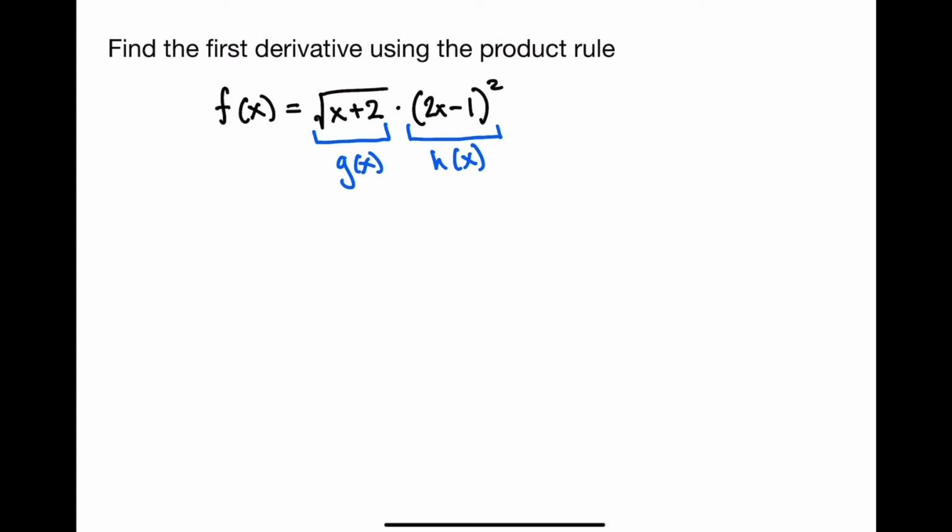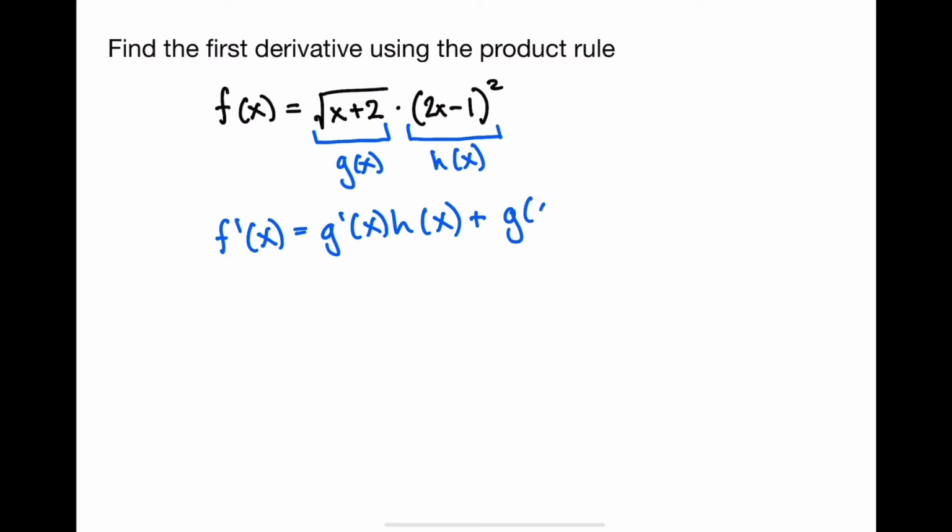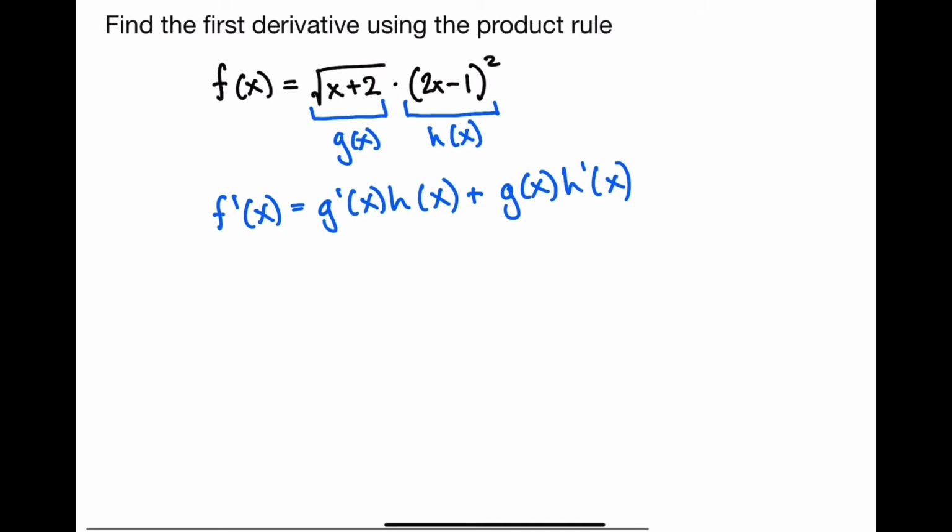Now the formula for the product rule is the derivative of a product of two functions is going to be the derivative of the first function times the original version of the second function plus the original version of the first function times the derivative of the second function. All right, so what I like to do is I find each of these components separately first, and then we just plug them all into this equation and see if we can simplify from there.